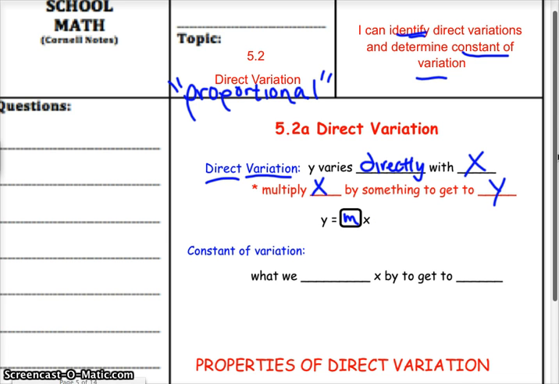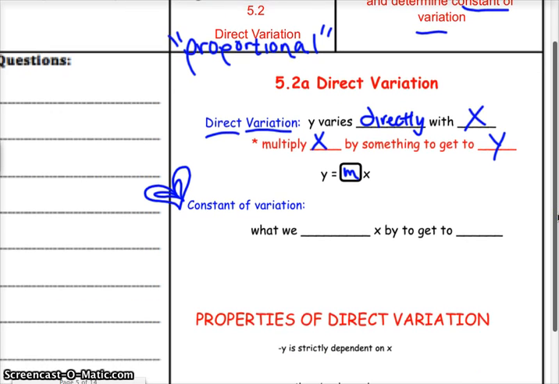A constant of variation, how is it constantly changing? It's what we multiply x by to get to y. That's our constant of variation. I gave you the whole lesson in that one paragraph. You just got to see it at work.